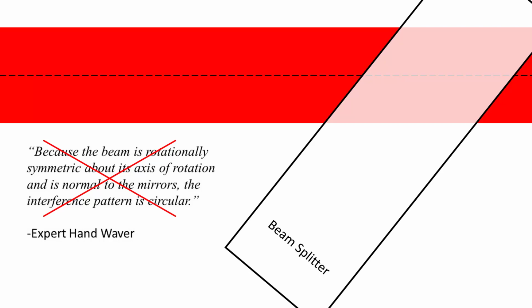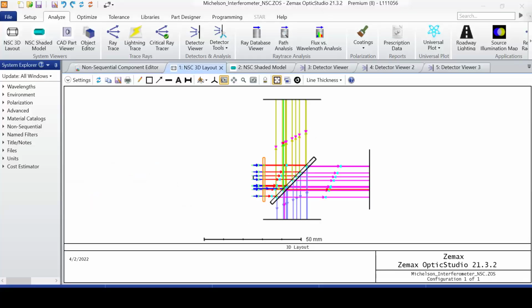So I really don't think that rotational symmetry or normal incidence on mirrors is the reason why you have a bullseye pattern. I looked into it using simulation software, and I'm going to show you what I found. The simulation of a Michelson interferometer in Zemax OpticStudio involves two mirrors that are at 90 degrees from each other and a beam splitter that is tilted at 45 degrees. The recombined beams land on the detector down below, forming whatever interference pattern there's going to be.